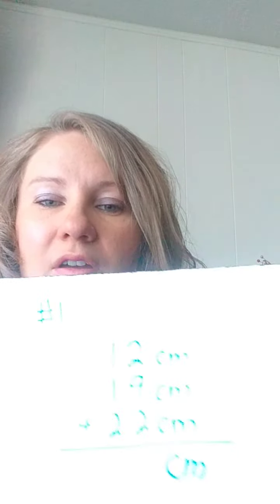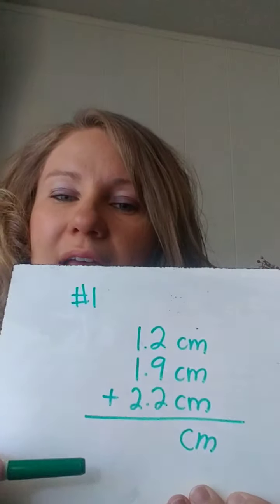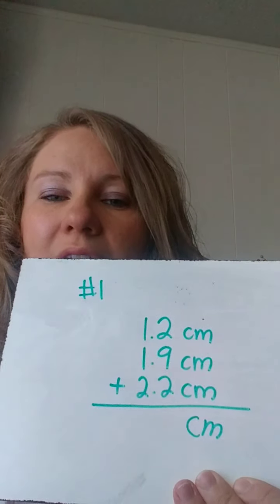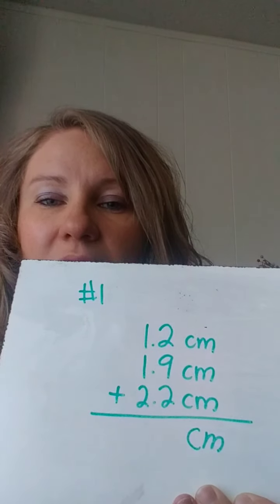But first, our first question has a triangle with 3 different measurements. So here are the measurements. It wants to know the perimeter. So you'll just add them up and label it centimeters. So that one's plain enough. I'll let you go ahead and do that.